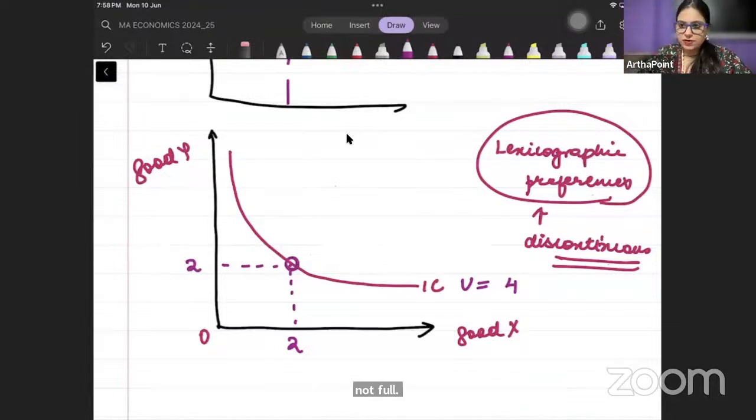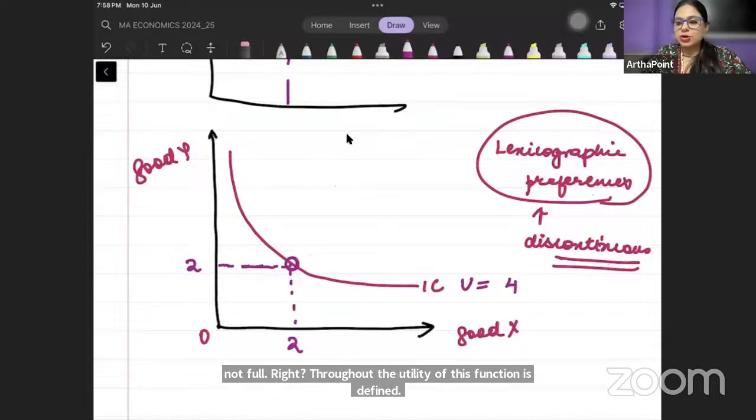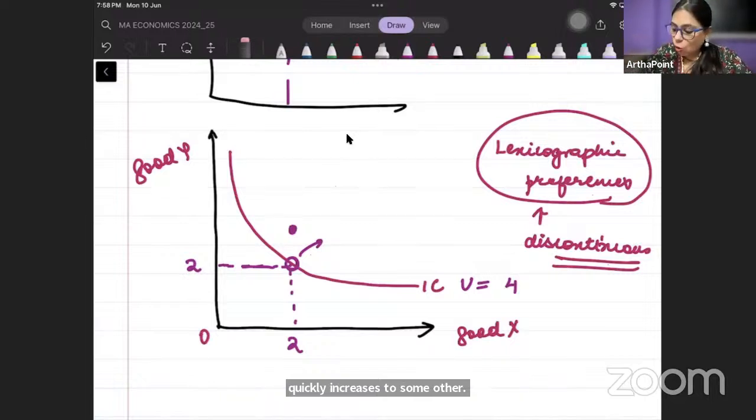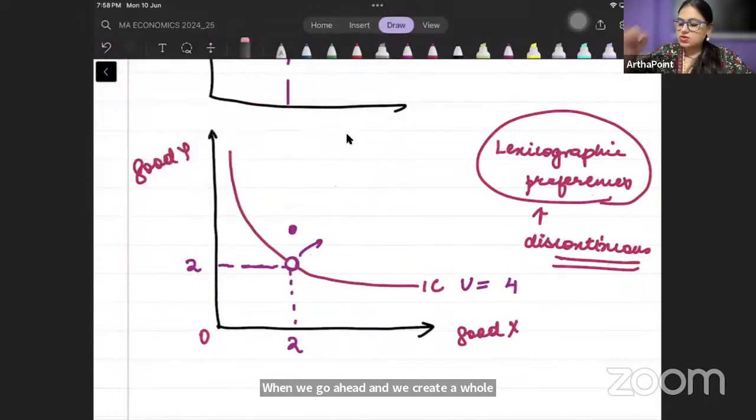Throughout, the utility of this function is defined, it is 4. But the moment you reach the point 2, 2, I am saying that at this particular bundle, the utility quickly increases to some other level. When we create a hole like this in the indifference curve, there is a point at which utility is not defined on the indifference curve. That basically represents the point of discontinuity.